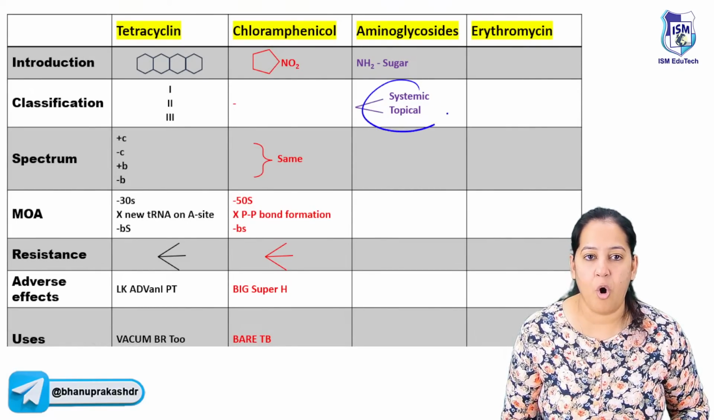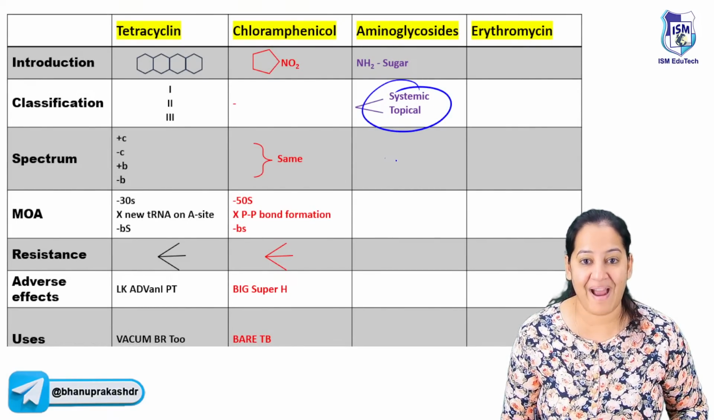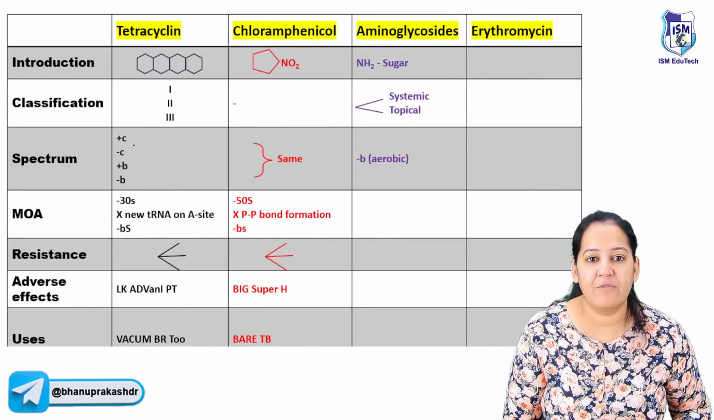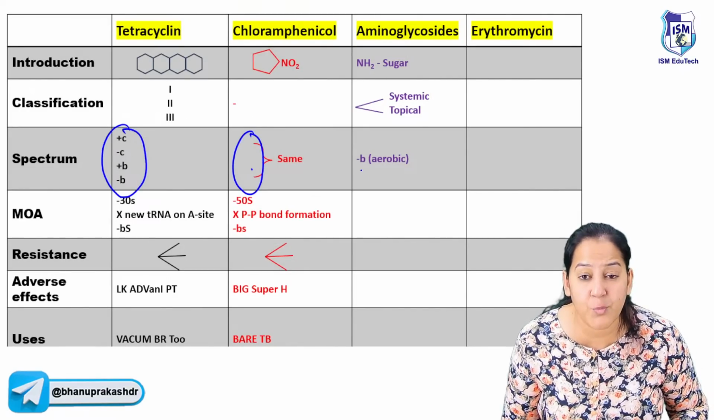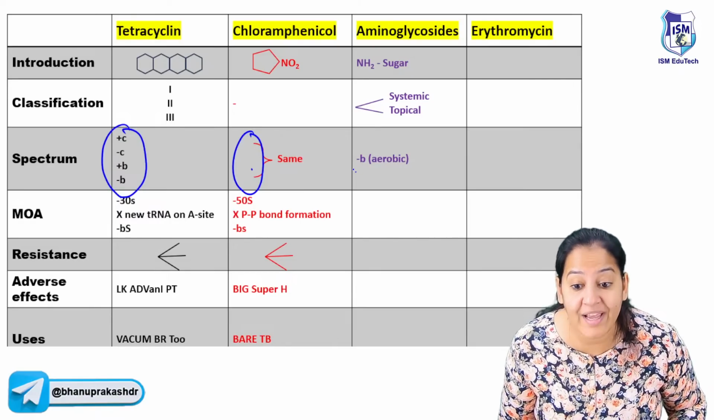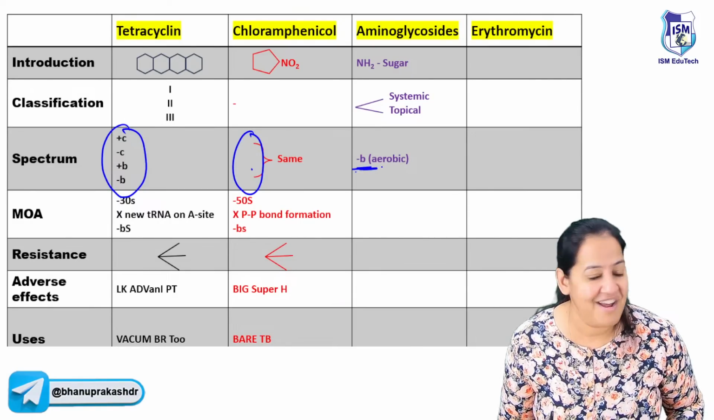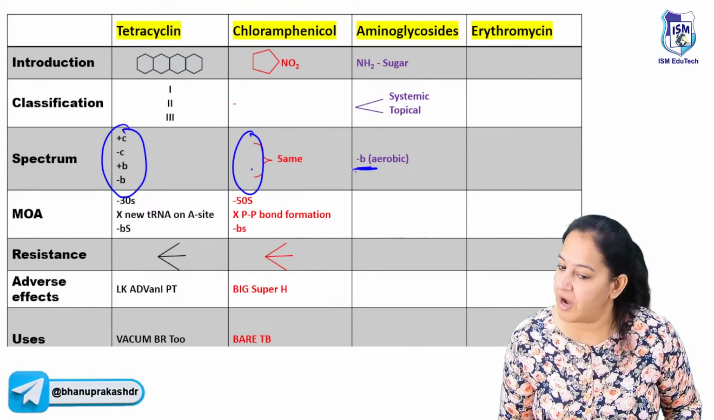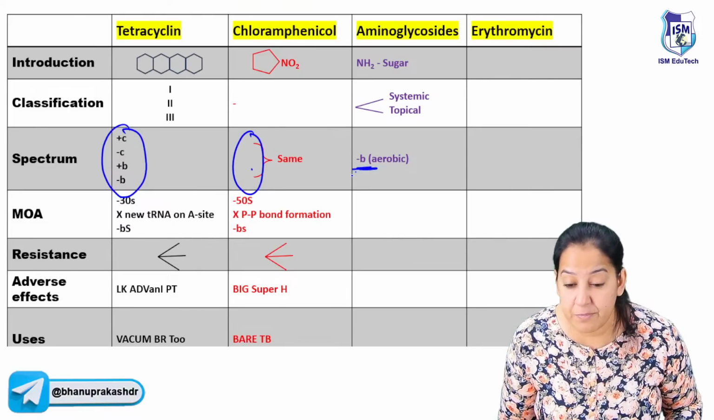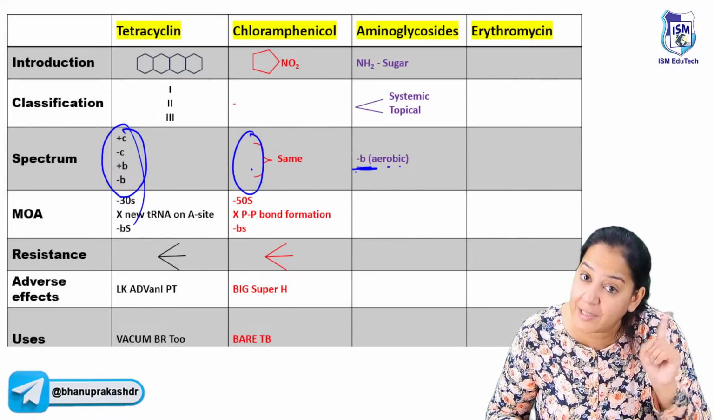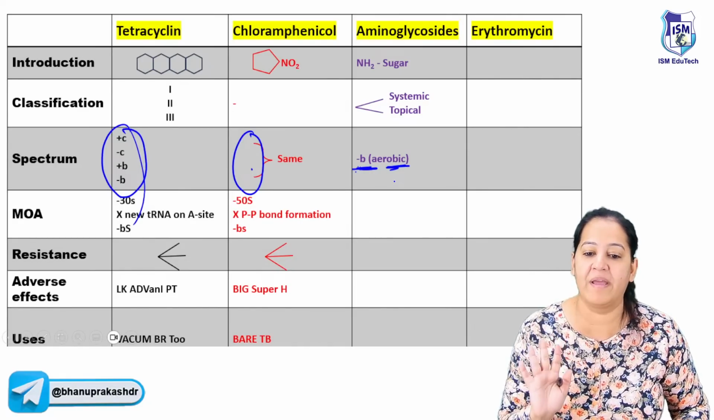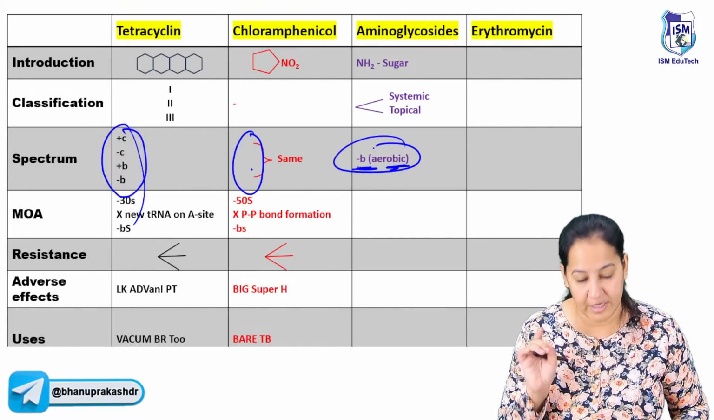So learn all the classifications together. Spectrum is very important. Here it was broad spectrum killing all 4 bacteria. It was also broad spectrum killing all 4 bacteria, but this is very narrow spectrum. It killed only gram-negative bacilli. Not gram-positive cocci, not gram-negative cocci, not gram-positive bacilli. Among the 4 categories, it killed only gram-negative bacilli, that too aerobic. Strict aerobe, obligate aerobe. So spectrum is very narrow. You get questions on that.